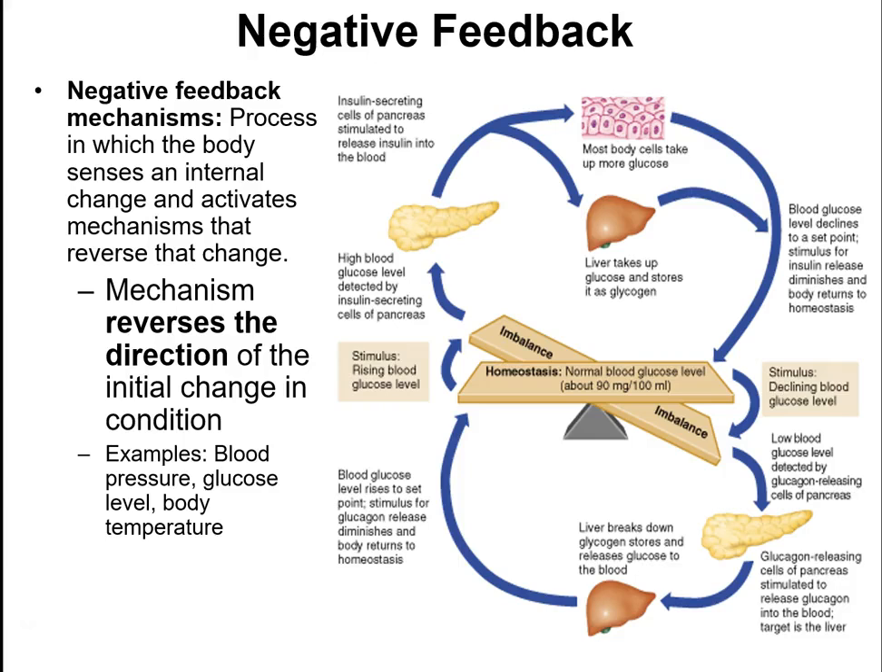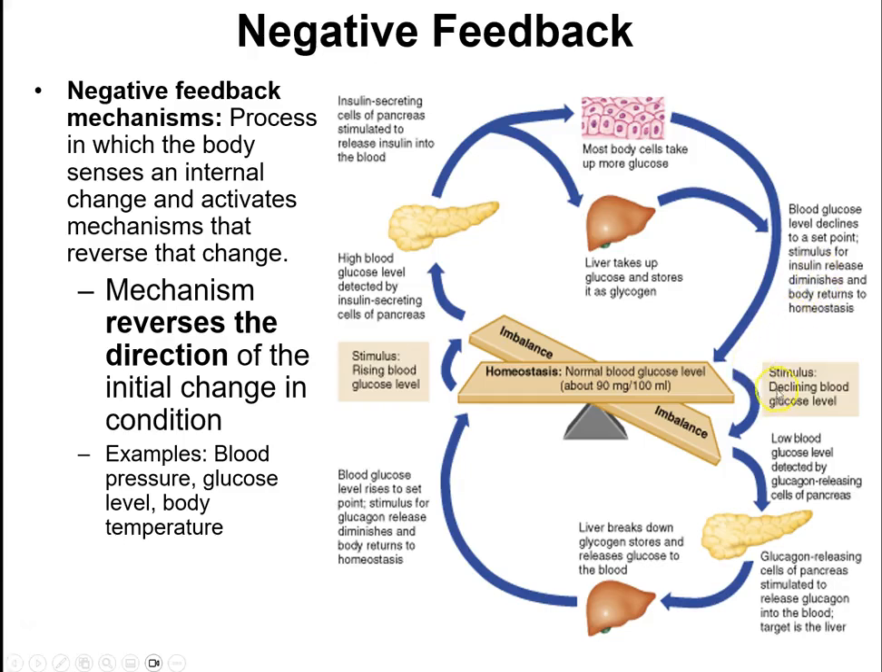So blood sugar levels, for example. If high blood glucose levels are detected, then the insulin secreting cells of the pancreas are stimulated to release insulin into the blood. Insulin is going to trigger the body cells to take up more glucose, and the liver is also going to take up glucose to store it as glycogen, which is our carbohydrate storage system. And then that is going to cause blood sugar levels to go down to whatever they're supposed to be at, because we do need to have a standard baseline. We do not want too much or too little sugar in our blood.